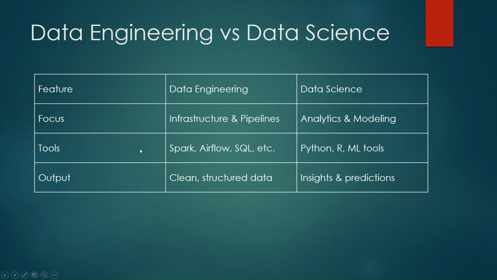Engineers focus more on infrastructure, pipelines, and systems, whereas scientists focus on analytics and modeling. Engineers use tools like SQL, Spark, Airflow, etc., whereas data science people use Python, R, or any other ML tool libraries. Engineers deliver clean, structured, accessible data, whereas scientists deliver insights, forecasts, and recommendations from the data. Both are very crucial roles, but they work at different stages of the data life cycle.